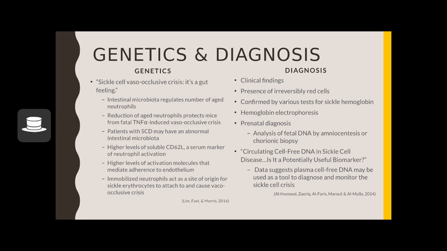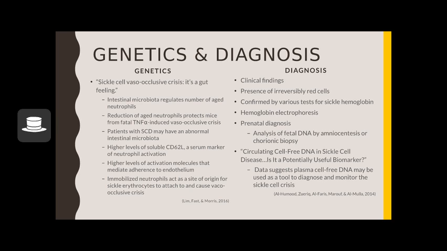In regards to genetics, a recent study by Lim, Fast, and Morris indicated that the intestinal microbiota is responsible for regulating the number of aged neutrophils, a subset of neutrophils that are overly activated. Reduction of these neutrophils in vivo protected the mice from fatal TNF-induced vaso-occlusive crisis. Researchers discussed the reasons why patients with sickle cell disease may have an abnormal intestinal microbiota and how this could contribute to the development of vaso-occlusive crisis.